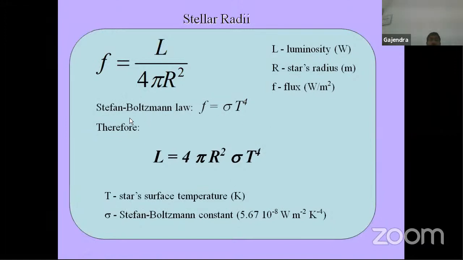So from the Stefan-Boltzmann law, luminosity is 4πR² σ T_effective to the power of 4. If you know L or R or T, whatever you know, if you know two things, you can get the third unknown. But the challenge is, how do you know the two things and the third one? So that is for you to read.